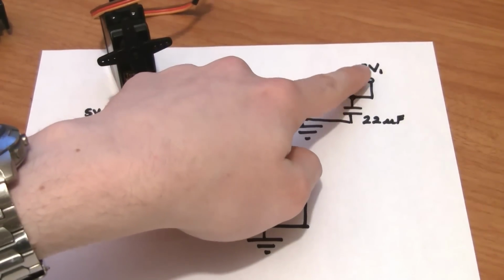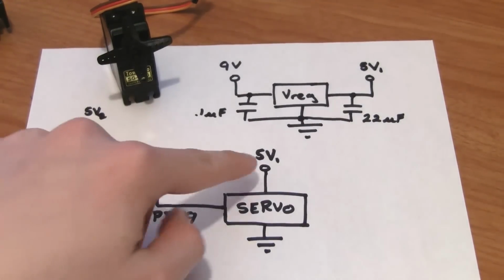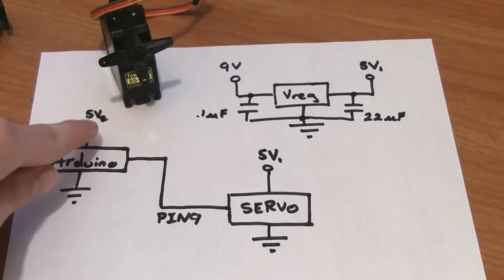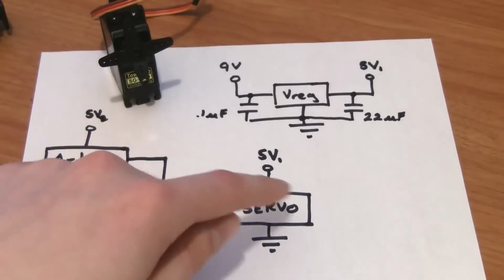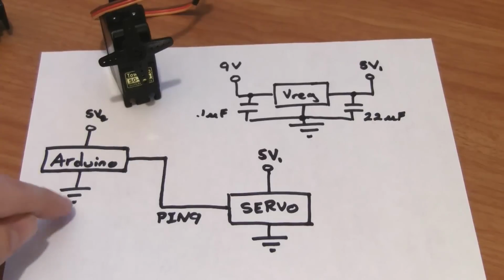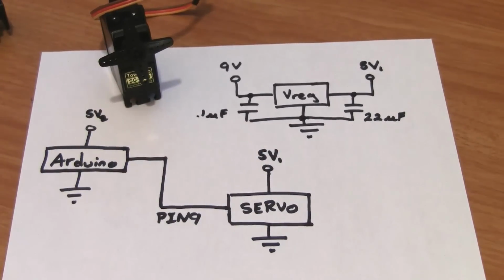Here I have 5 volts, and I'm calling this 5-volt rail number 1. You can see the little subscript 1 there. That same 5-volt rail is the one that connects to the servo. Over here, I have a separated 5-volt rail for the Arduino that it's running on. Note that the 5-volt rails should not be connected together. However, all grounds in a circuit should be connected together. Everything with this symbol, the ground symbol in the schematic, should be wired together at some point.